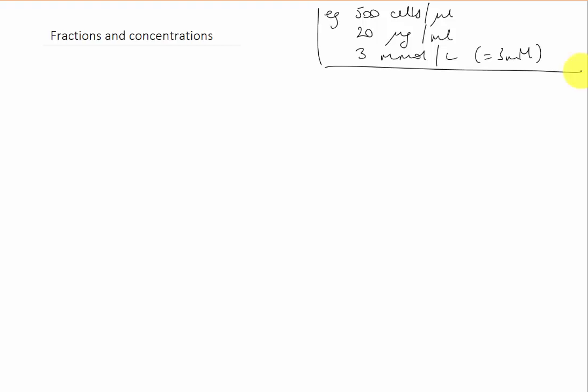And let's just take the example of 500 cells per microliter. So that means we've got 500 cells for every 1 microliter. So we could write it as a fraction like that: 500 cells per microliter.